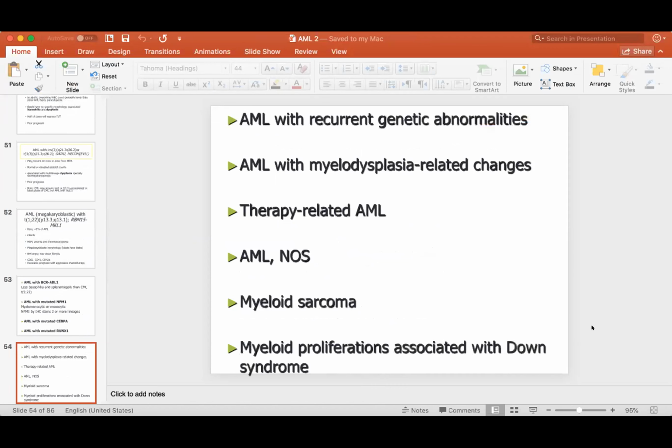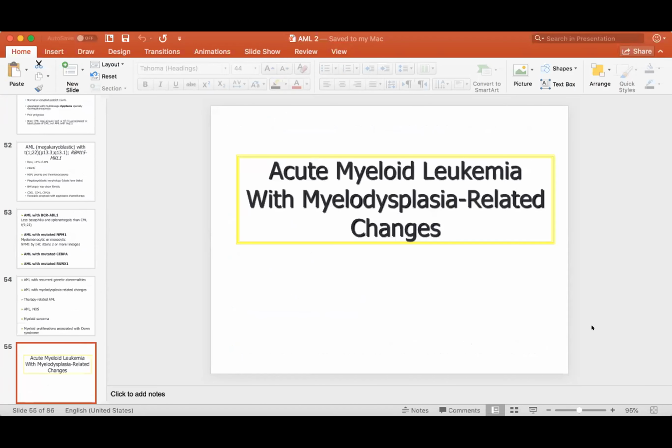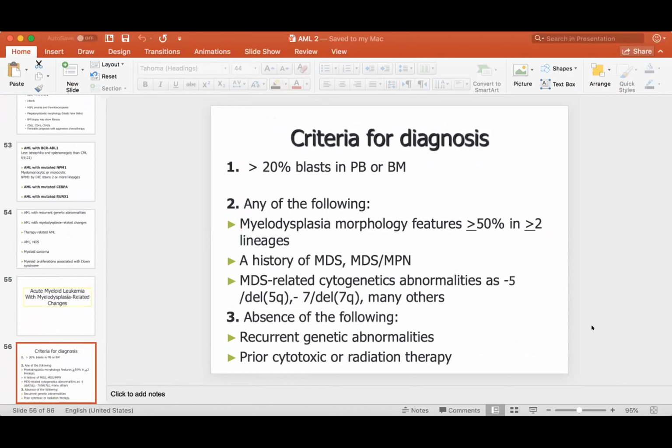So back to our classification, we talked about AML with recurrent genetic abnormalities, and those types that we mentioned are just in that group. Now we're going to talk about AML with myelodysplasia-related changes and therapy-related AML. So AML with myelodysplasia-related changes, you can't call it that without having these 3 criteria. So just because you see some dysplasia doesn't make it AML with MRC. You have to have first more than 20% blasts in the peripheral blood or bone marrow, otherwise it's not an acute leukemia in this case.